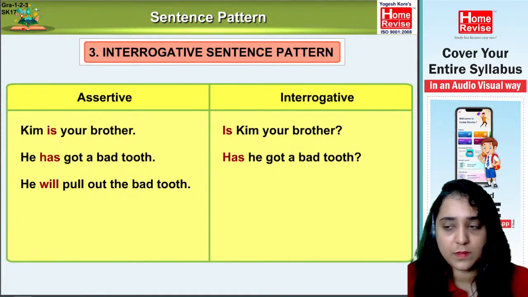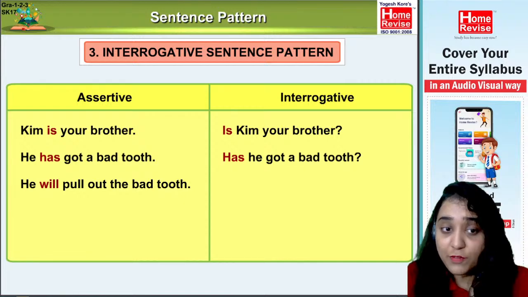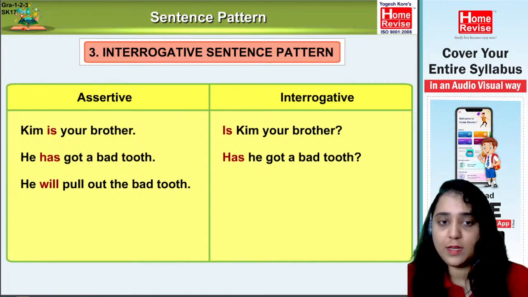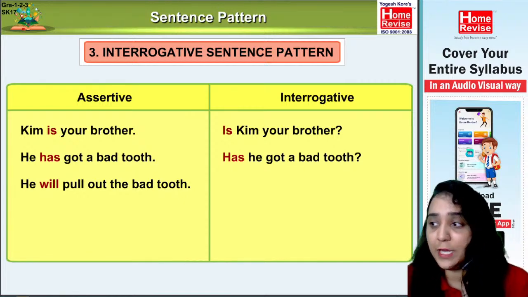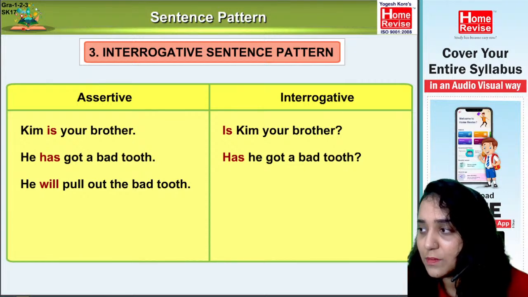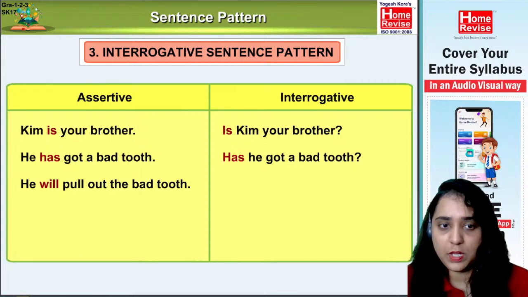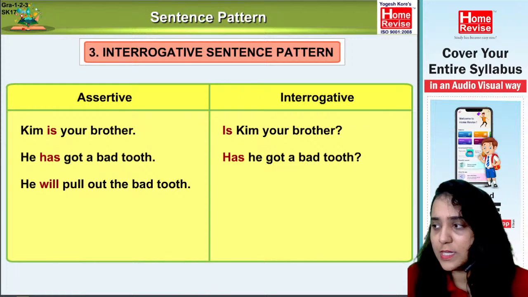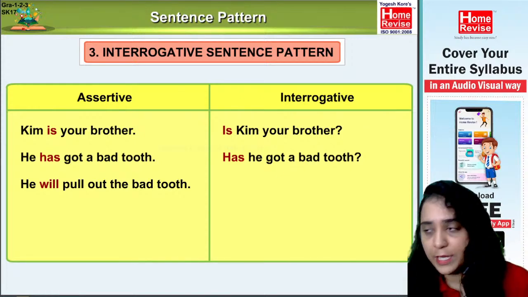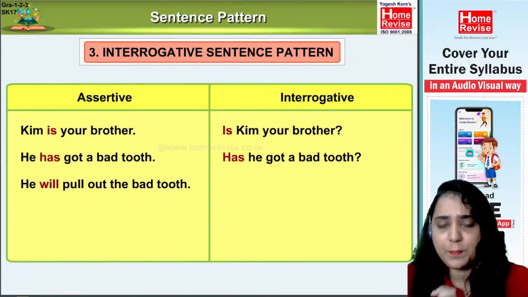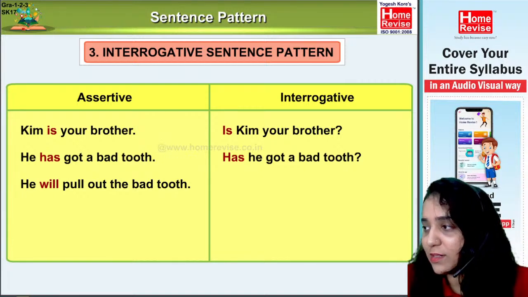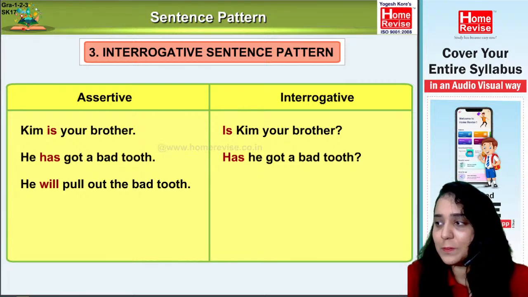He will pull out the bad tooth. Now please tell me what will be the interrogative statement of this. So when I want to convert the statement into the interrogative one, I have to just move the will part before the subject. So yes, tell me.